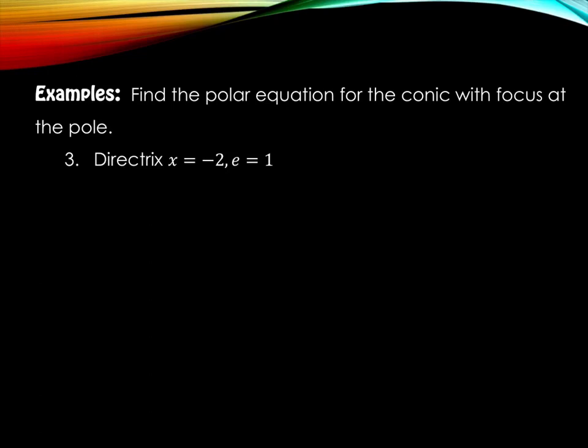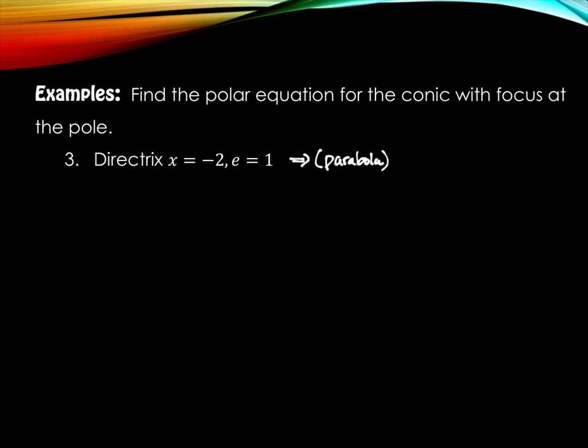Okay, one more. Same directions. They tell us now that the equation is x equals -2 for the directrix, and the eccentricity is equal to 1. So the eccentricity equal to 1 does tell us that we have a parabola. Again, we weren't asked, but sort of an awareness factor.